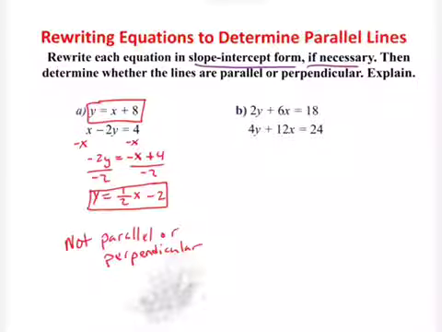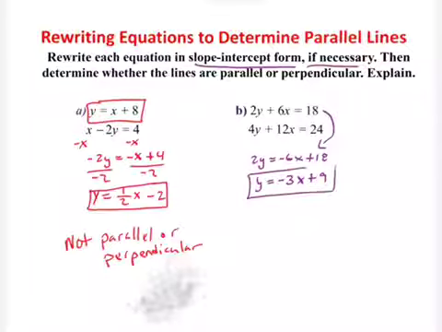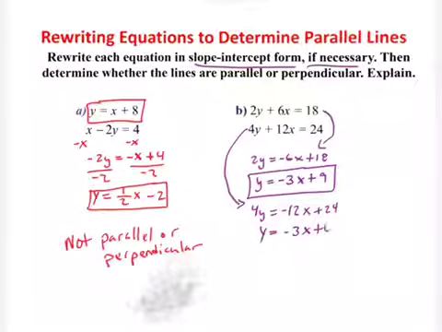We have to rewrite both of these equations. So for the first one, I'll move over the 6x, so 2y equals -6x plus 18. Then I'll divide by 2, y equals -3x plus 9. So there's one equation. Then the other equation, I'll do the same thing. We'll go ahead and move over the 12x. So 4y equals -12x plus 24. Divide by 4, y equals -3x plus 6. In this case, the two lines have the same slope, so that means they're parallel.